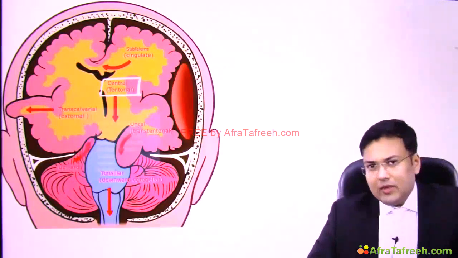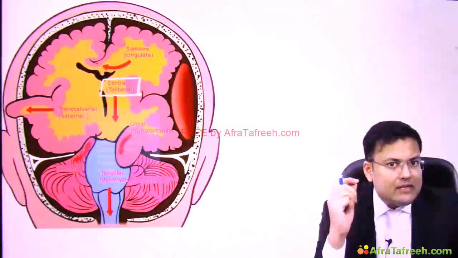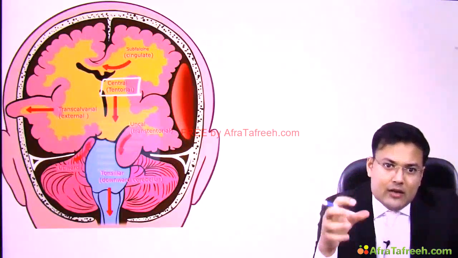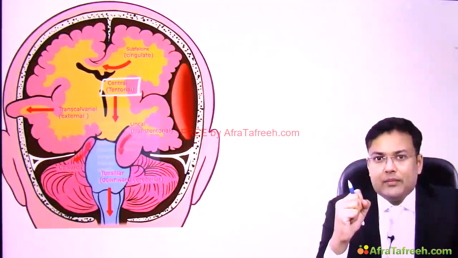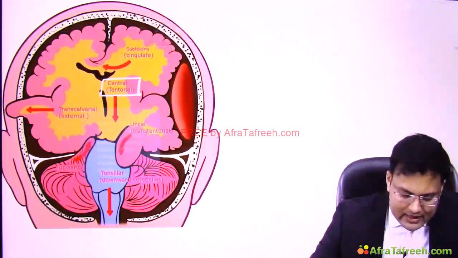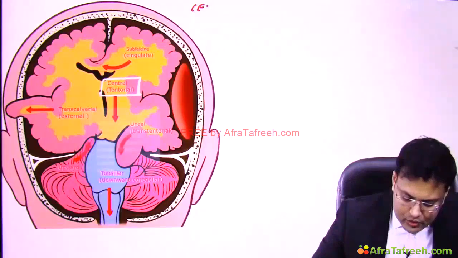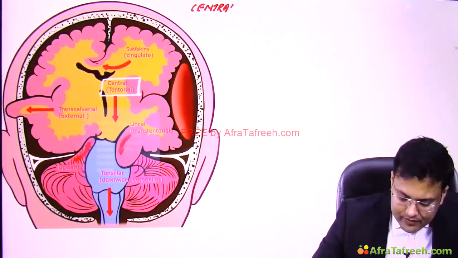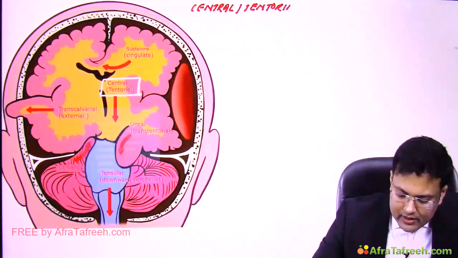So in this case, what's the problem? Diencephalon means thalamus and related structures. These are forced through the tentorium. So this is known as central or tentorial herniation.